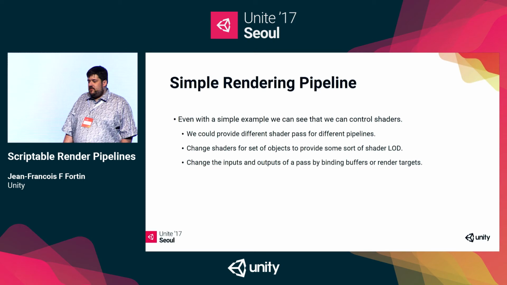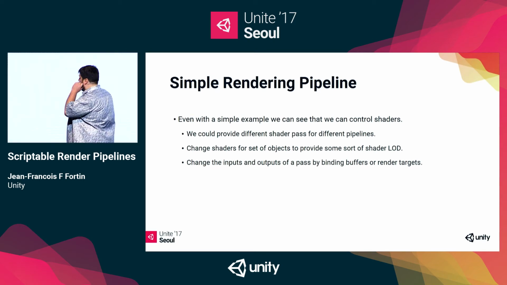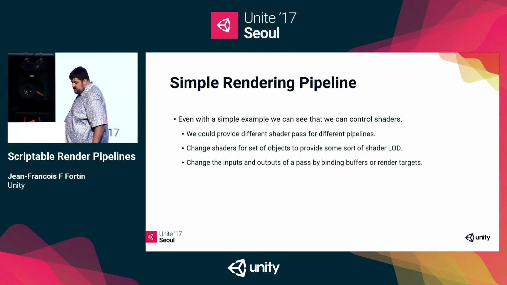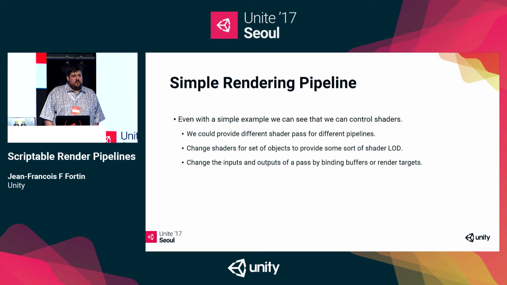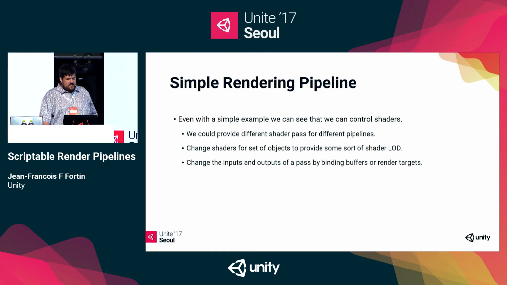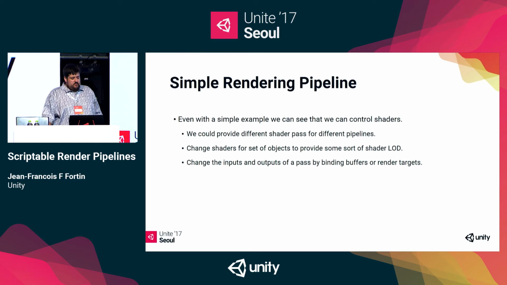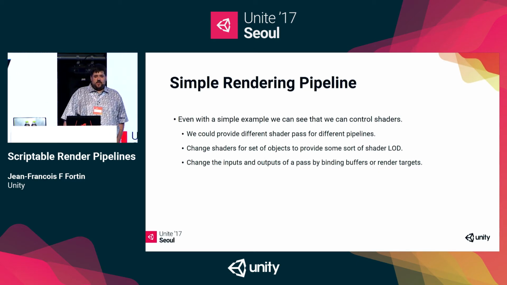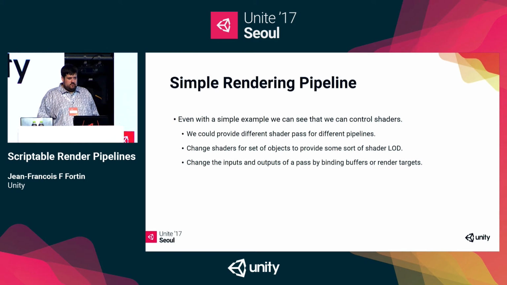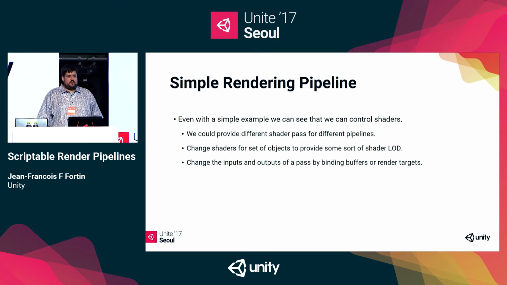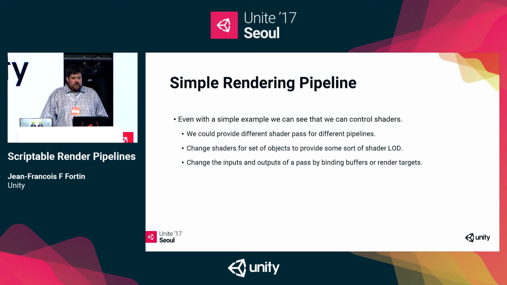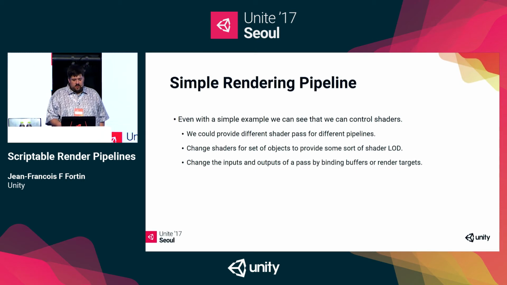So this shows us that even with a simple example, I don't see the right line. Even with a very simple example, we can see that we control shaders and all the rendering. So we had a simple forward pass. We could provide different shader passes for different types of pipelines if you want to do deferred or render transparent. We could also provide some shaders to provide some sort of shader LOD. And we can change the input and output of a pass by binding different buffers or render targets.